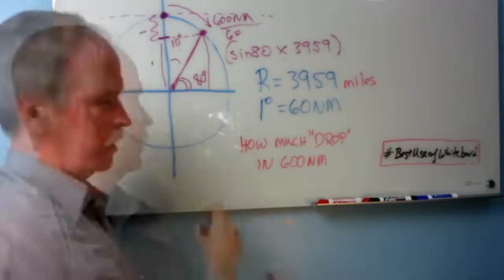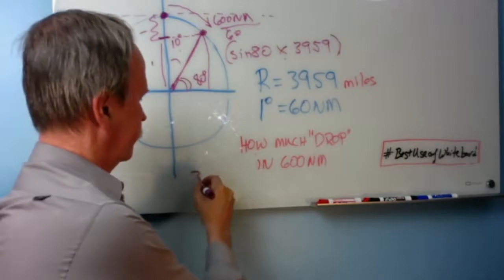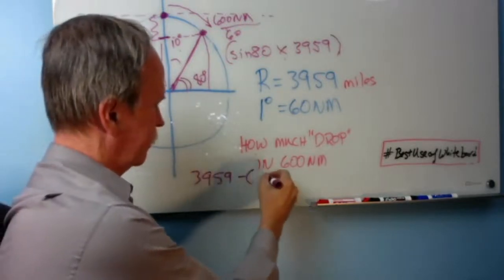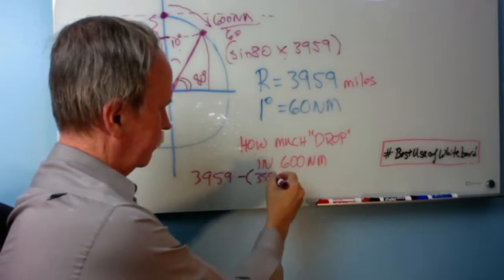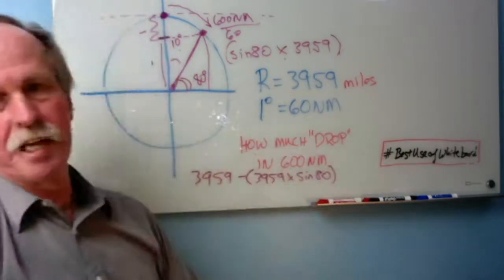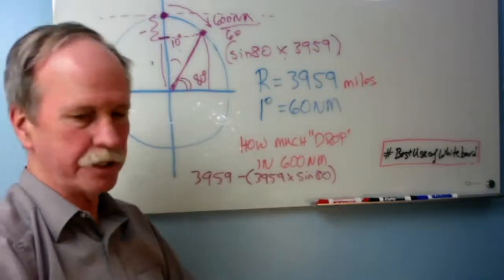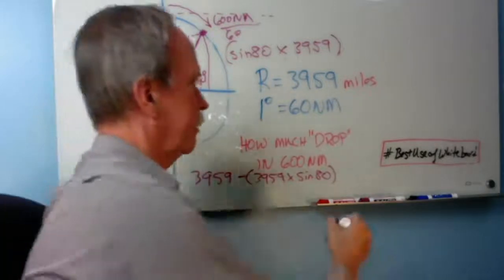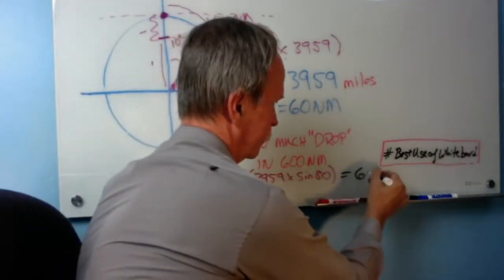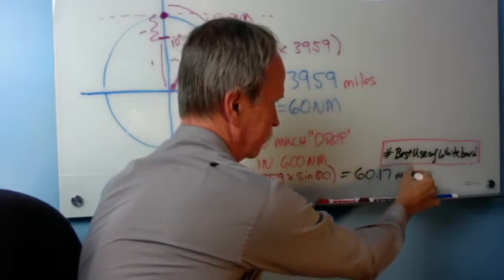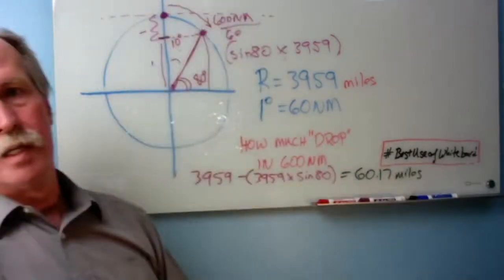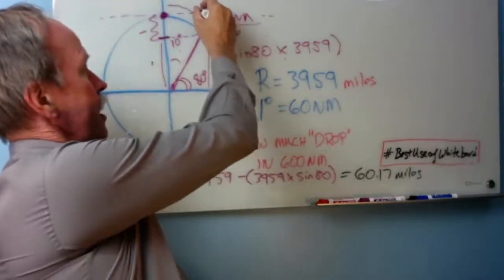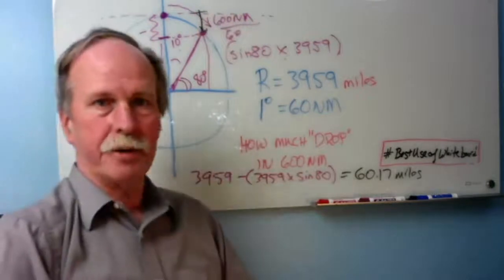Pretty straightforward. Let me go ahead and write that out real quick. So 3959, which is the radius of the Earth, minus 3959 times the sine of 80 degrees. How much does that come out to? Let's see what I've got here. All right, so let's do the math. What's that work out to be? $60.17 miles. That is the drop from our horizontal down to that spot on the Earth.